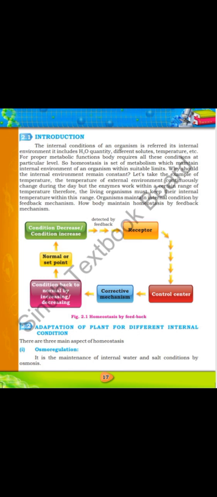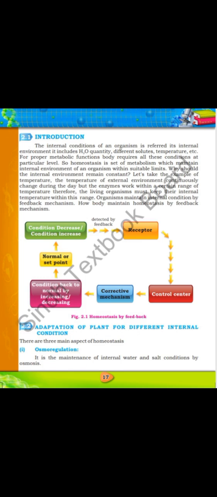Now the question arises here: what is the need to maintain homeostasis? Dear students, the need for homeostasis is to keep the internal conditions of the body stable so that all the organs and cells work properly. If homeostasis is disturbed, our body and cells will not be able to perform their functions properly.